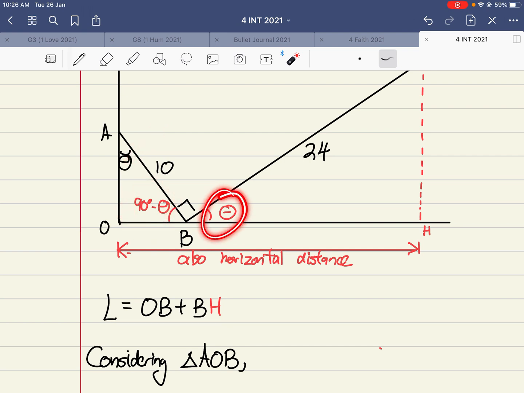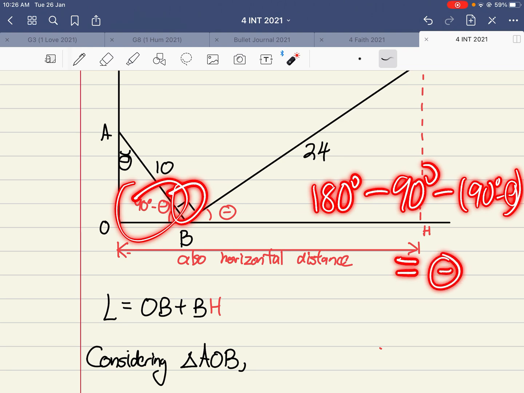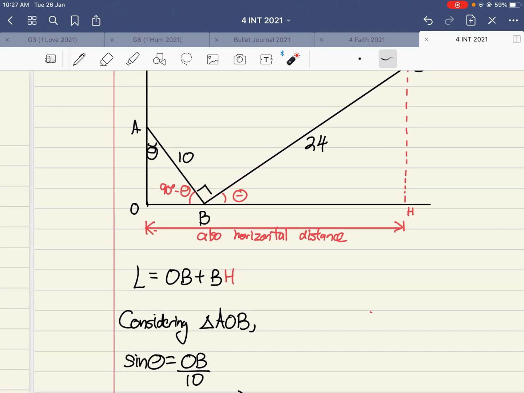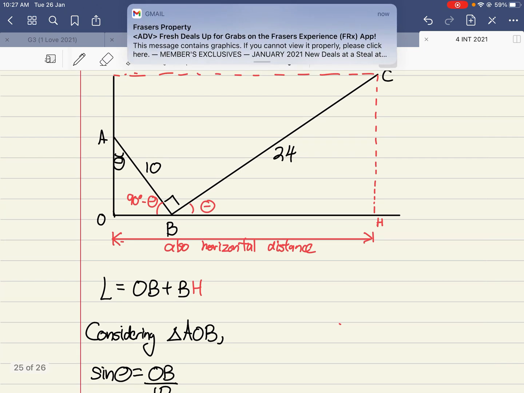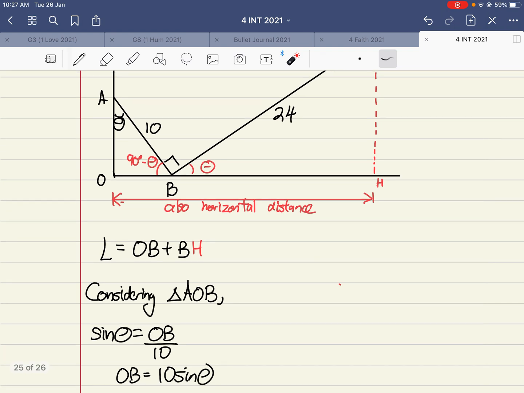Then if I want to find this angle here, I'll take 180 minus 90, this 90, minus 90 minus theta, which is this one here. You work it all out, and what you will get is theta. Hence, this angle over here is also theta. Then what we need here is this. If I'm trying to find the length L, I need OB plus BH.